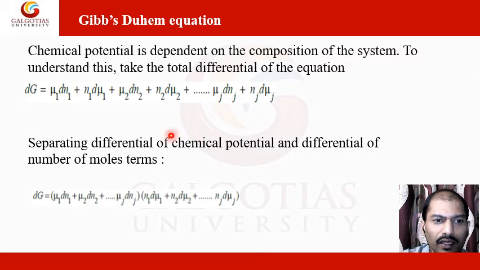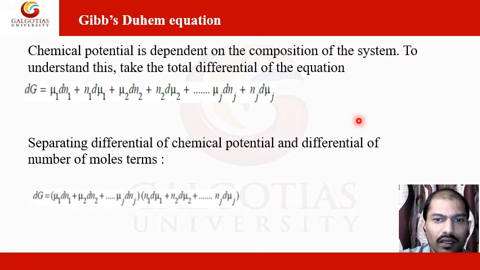So separating the differential of chemical potential and the differential of number of moles, you will get the equation dG equal to mu1 dN1 plus mu2 dN2, and so on up to mu j dNj, with respect to the individual species. That is written in this form, so in this expression you can represent each and every component.